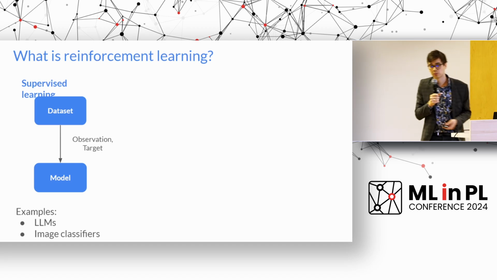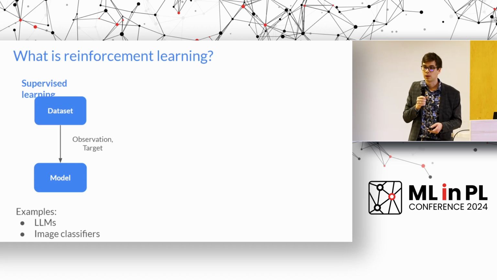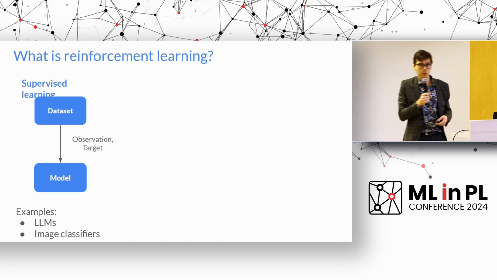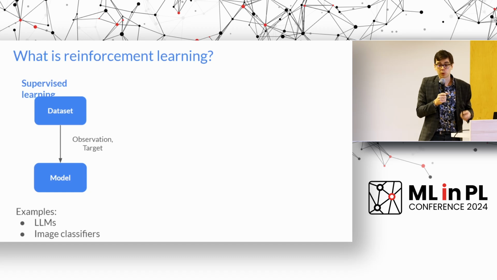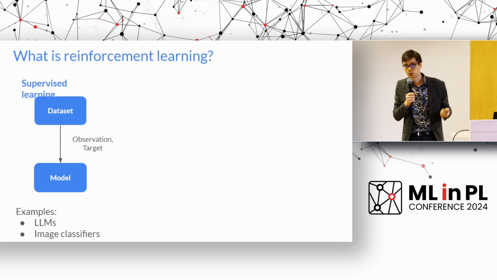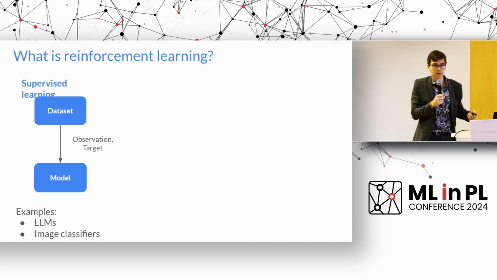Another example of a supervised learning system are image classifiers. Here you can imagine that the observation would be an image, and the target would tell us what is in the image. So here you could try to train a model that predicts what type of a bird is in a given image.